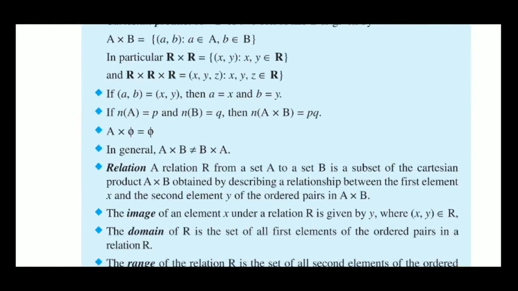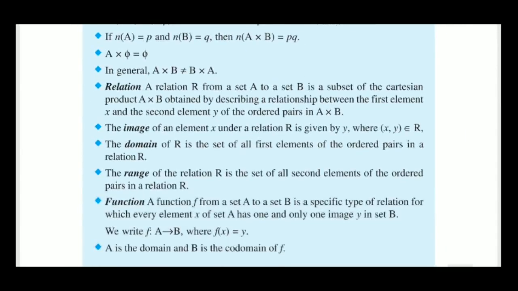And the next point is when ordered pairs are equal: then a is equal to x and b is equal to y. And suppose set A has p elements and set B has q elements, then the number of elements of the Cartesian product A and B is equal to pq. And remember, the Cartesian product of A and B is not equal to B and A.